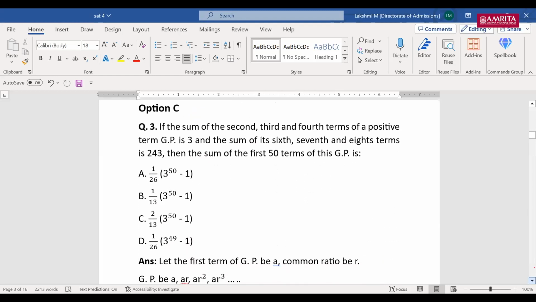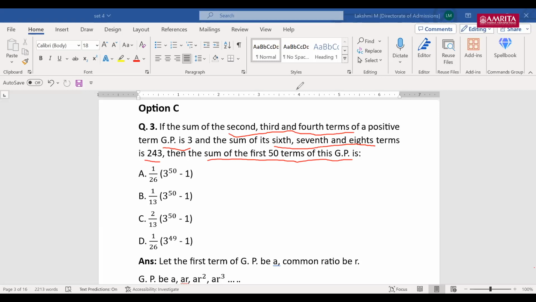So yes. Now coming to the next question, I would request everyone to go through the question and start doing it. The first part is: the sum of second, third and fourth terms of a positive term GP is 3. So initially it's a GP. This question is about a GP. Second, third, fourth term of the GP is 3. Then sixth, seventh and eighth term of the GP is 243. Now, the sum of the first 50 terms of the GP. If you know the equation of sum of n terms, you will be able to solve it. This is also a very simple question.